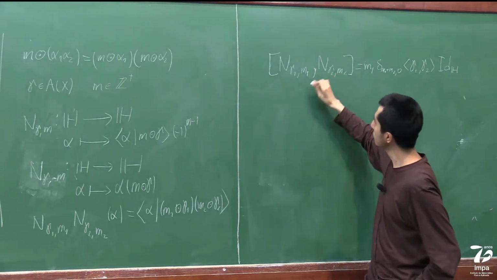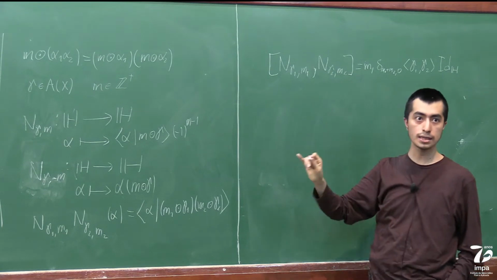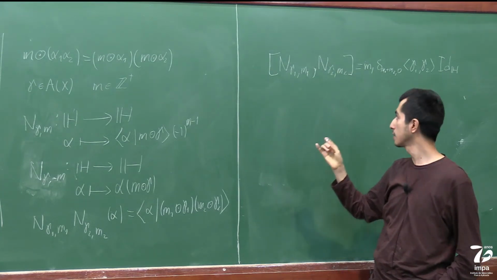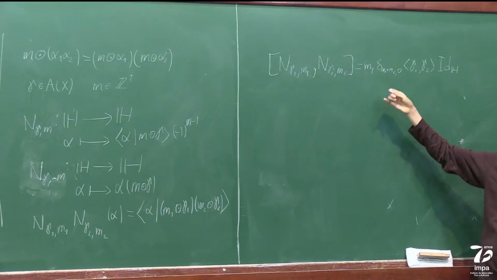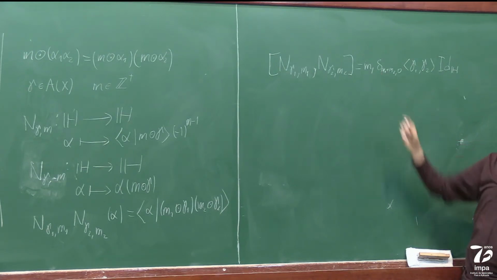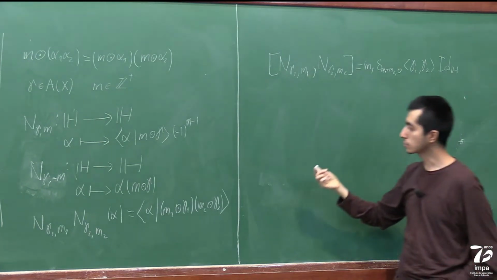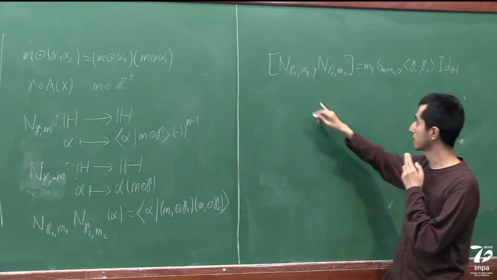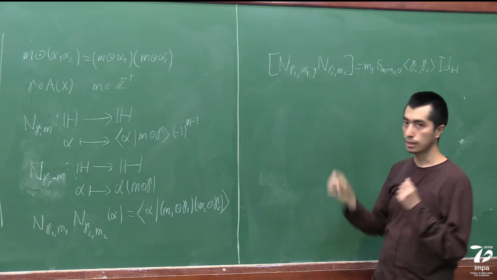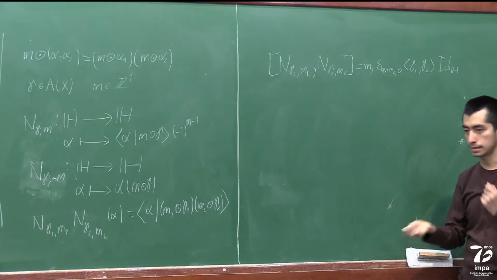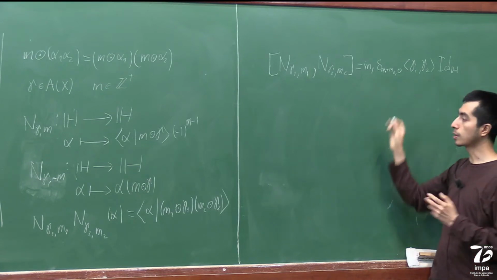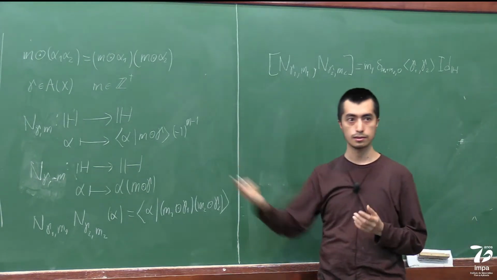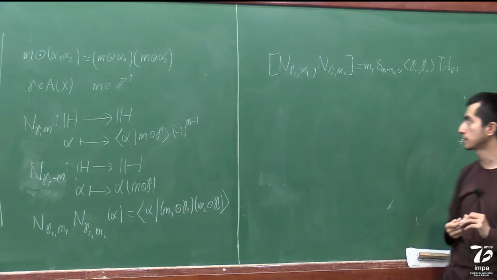Yeah, they commute when both m's are positive or both m's are negative. However, this delta, when both of them are positive or negative, is going to be 0. We can also prove, but it's a little bit more complicated, that if m1 and m2 are positive and negative, but their sum is different from 0, they will also commute, but it's a little bit more complicated than the tools that we have mentioned here.